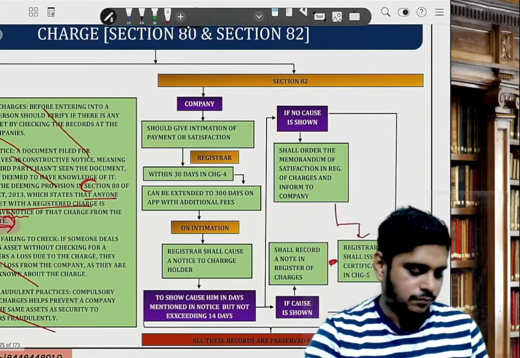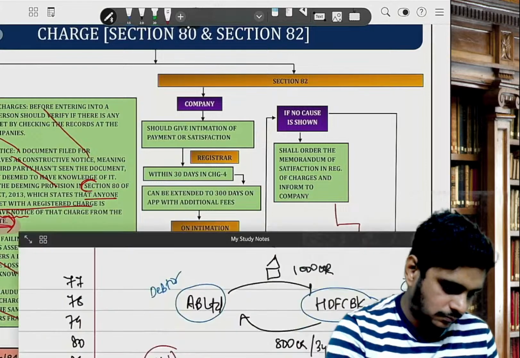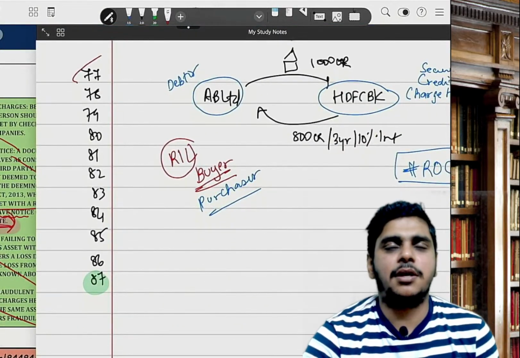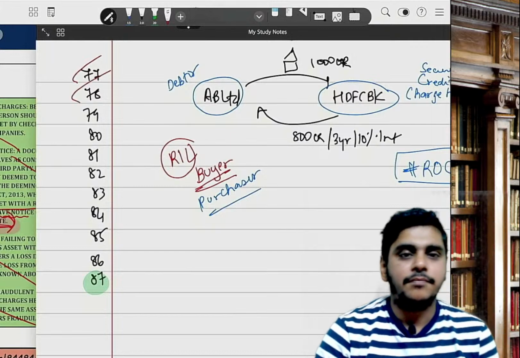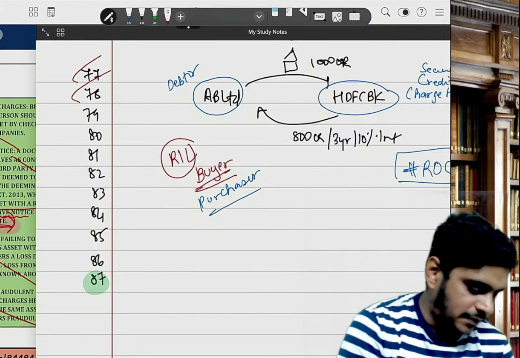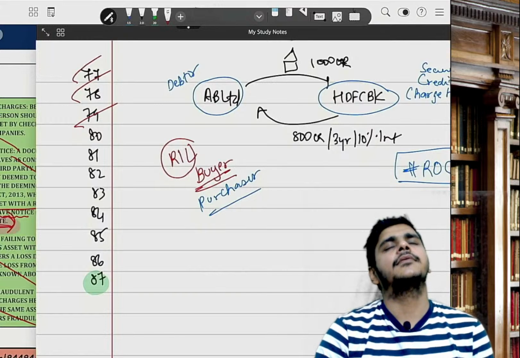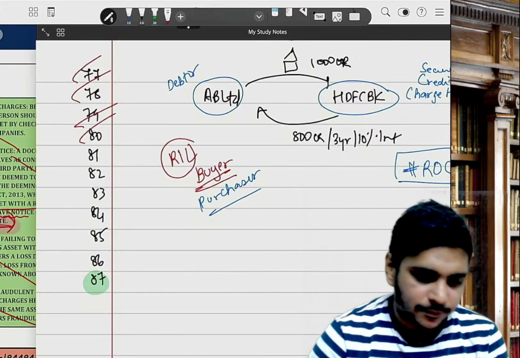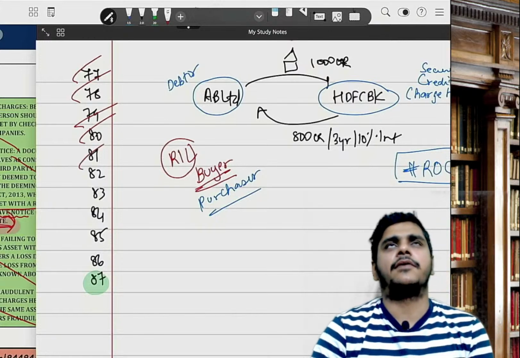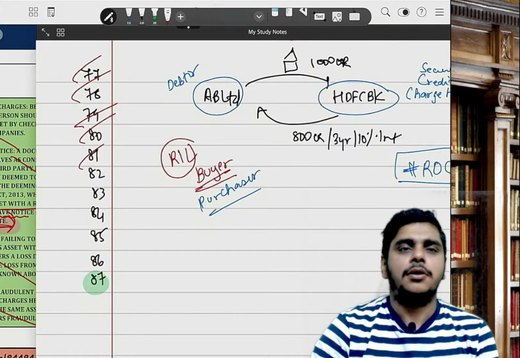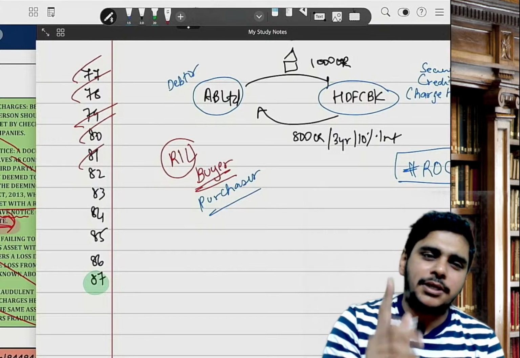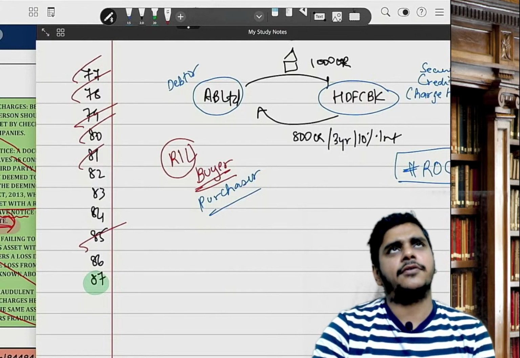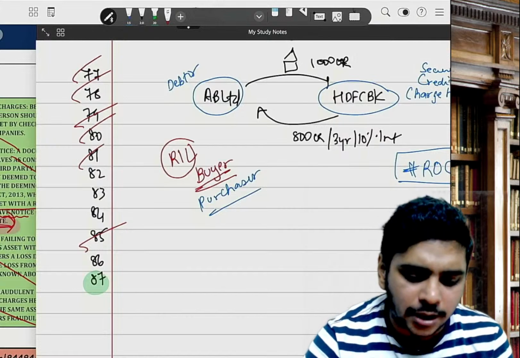Then 82. So we have done 77. 77 means company ka duty. 78 is charge holder ka duty. 79 is purchaser ka duty. 80 is date of notice of charge. 81 means companies register of the charges to be kept by ROC. Sir, 85 is company ka duty to keep register of charges.